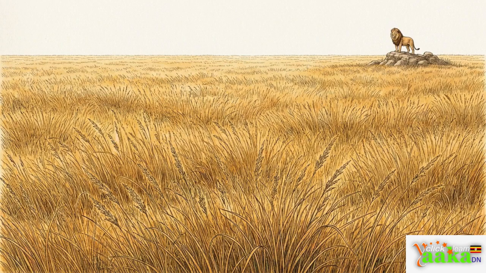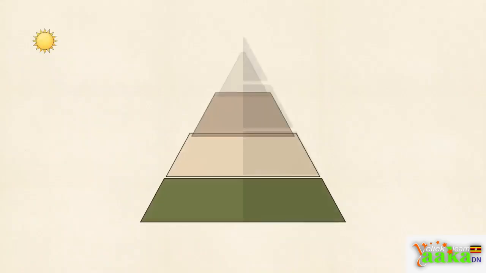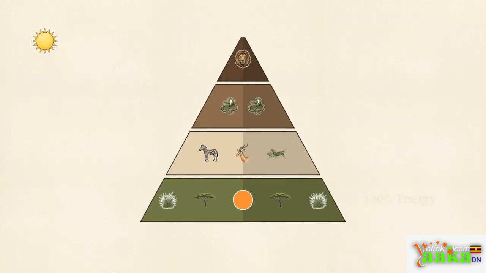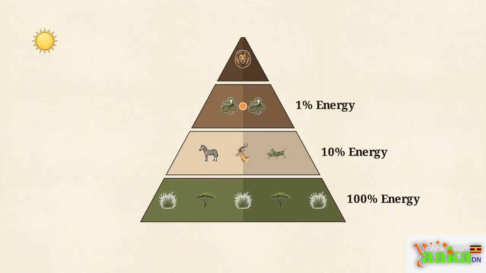A savanna has millions of blades of grass, but only a handful of lions. This 3D pyramid shows the 10% rule in action. As energy moves up a trophic level, 90% of it is lost, burned off as heat, or used up through physical movement. Only a tenth of the original energy survives the jump to the next predator.